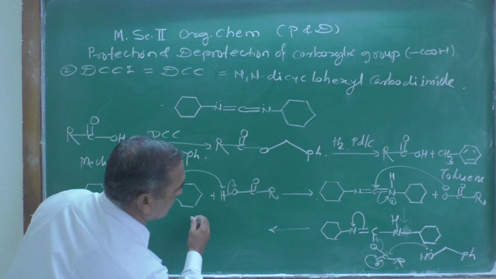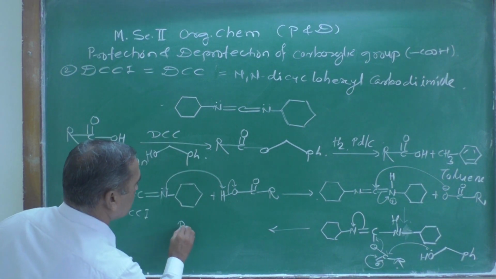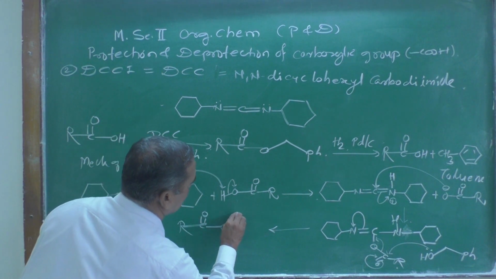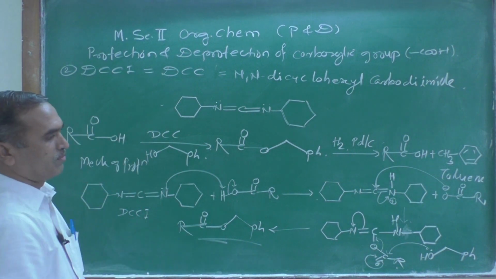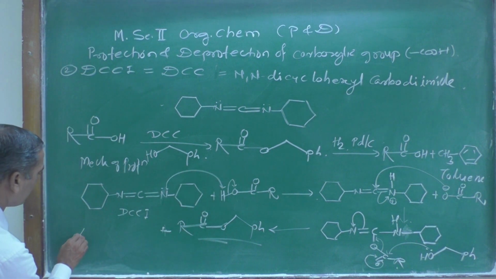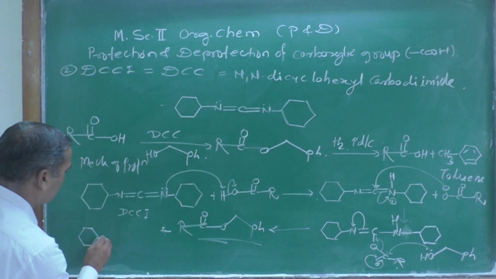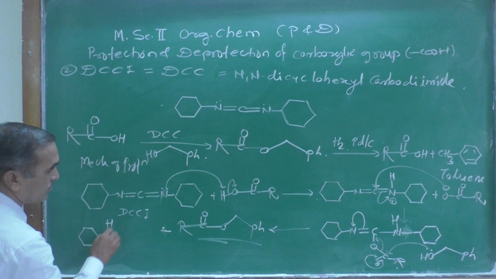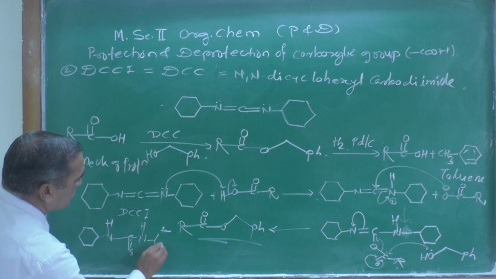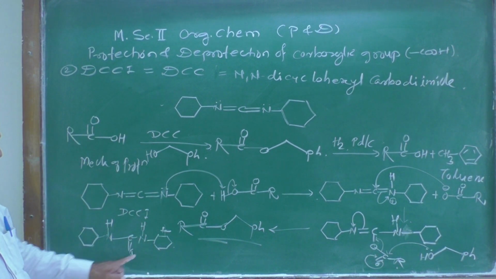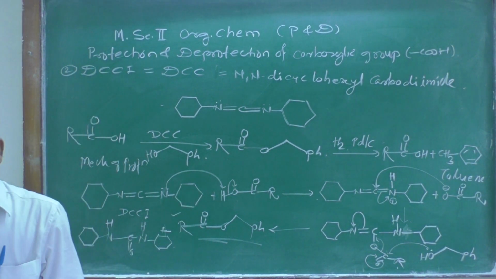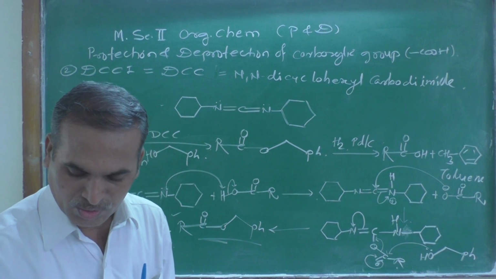Let us look at here, I am writing R, then C double bond O, then O, this CH2 and Ph. This is a protecting group, and the side product you can get here is this one, this is cyclohexane, then NH, then C double bond O, NH, and this cyclohexylamine. Right, this is the side product obtained, but this protected compound is the main product we have got here.